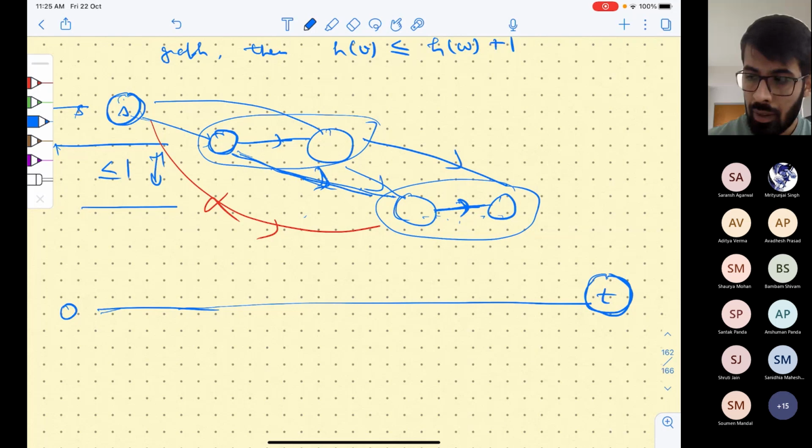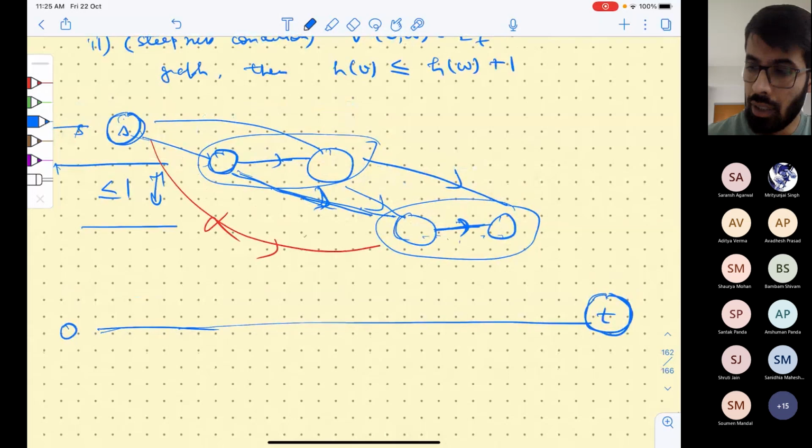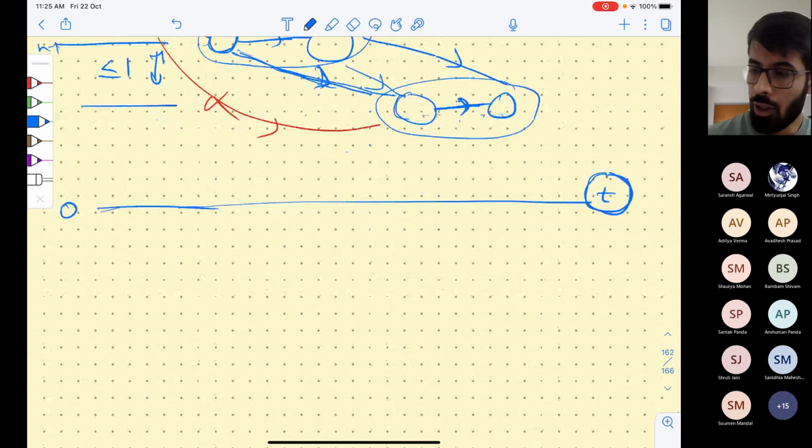Sir, if we have both a forward and a backward edge between two vertices V and W, then both inequalities will hold. Exactly. So both will have to hold. That's correct. For every edge in the residual graph, this has to be true, be it a forward edge, be it a backward edge.